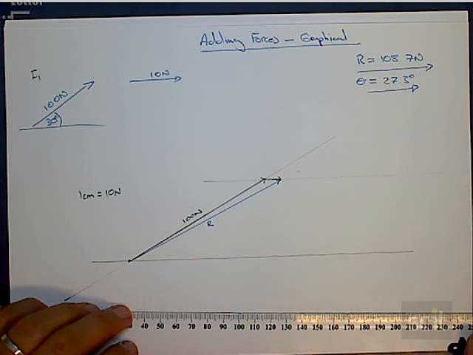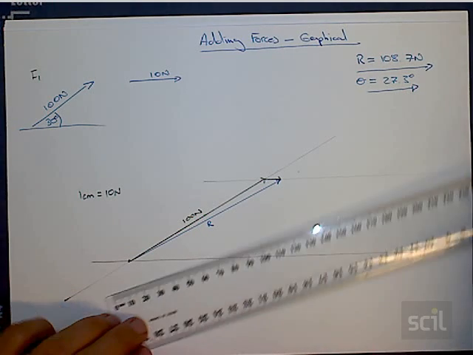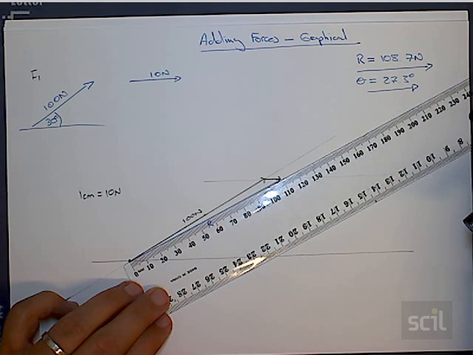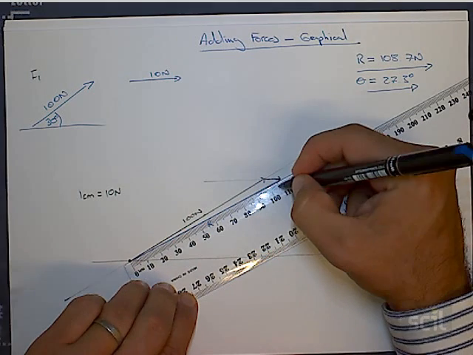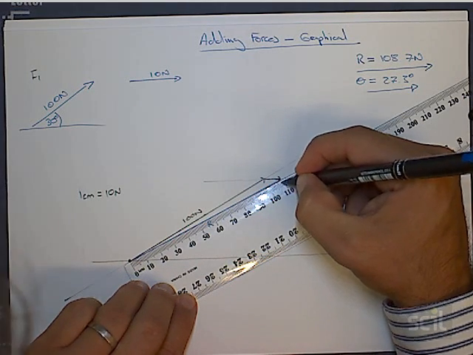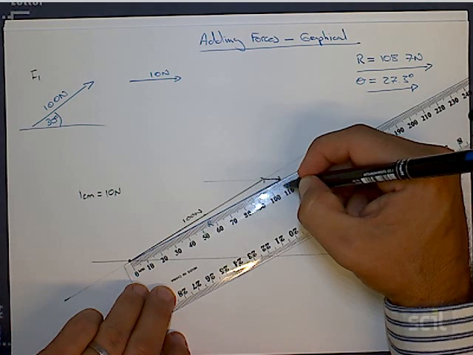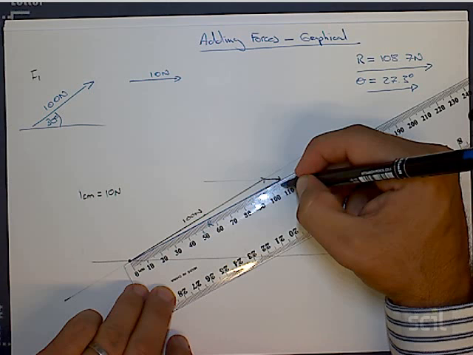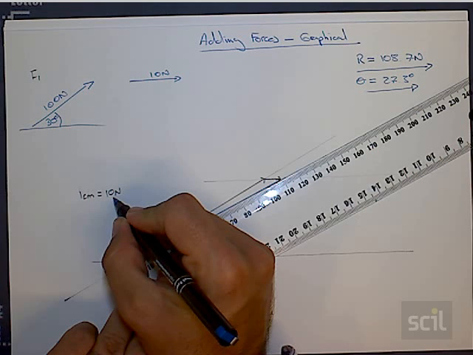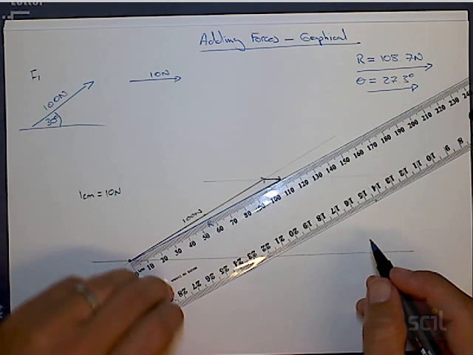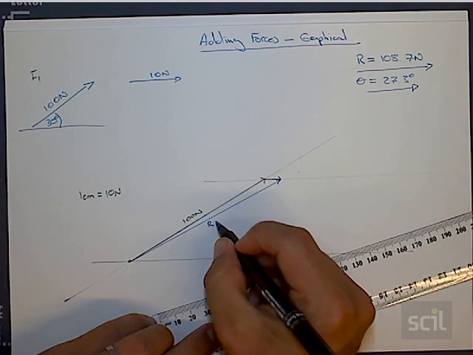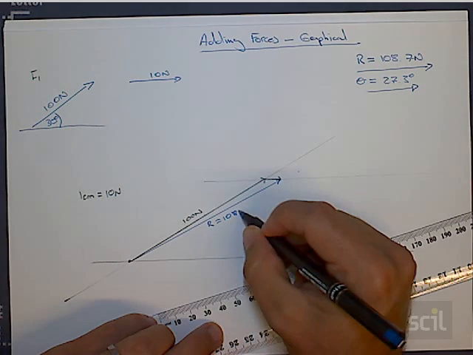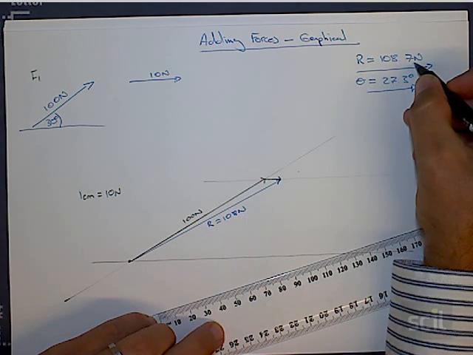And because this is the graphical method and I've done things to scale, I can now measure this line to figure out exactly how long it is. So here we go, 105, 6, 7, 8. So my line is 10.8 centimeters long. 10.8 centimeters at 10 newtons per centimeter. Well, if I multiply that by about 10, it's going to give me a resultant of 108 newtons, which you'll notice is very close to what I calculated mathematically.